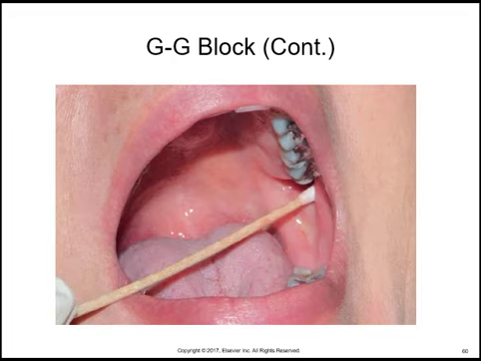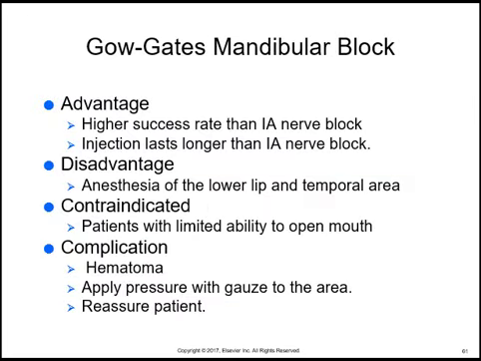The deposition location is the anterior-medial border of the mandibular condyle neck, just inferior to the insertion of the lateral pterygoid muscle. The amount of anesthetic is approximately 1 full cartridge, and the length of deposition would be 60 to 90 seconds. The advantages of this block are a higher success rate than the IA nerve block, and the anesthesia lasts longer than the IA nerve block. The disadvantage is anesthesia of the lower lip and the temporal area.